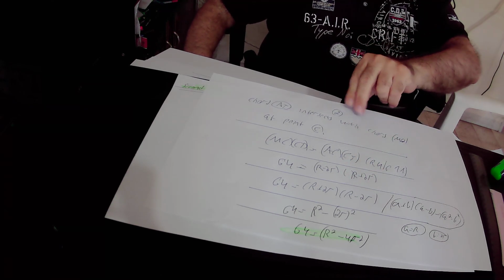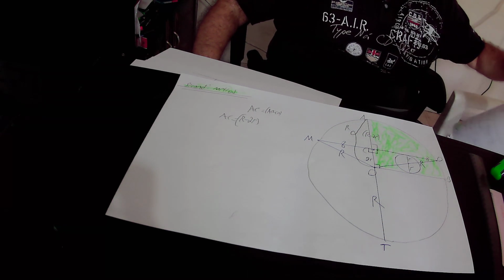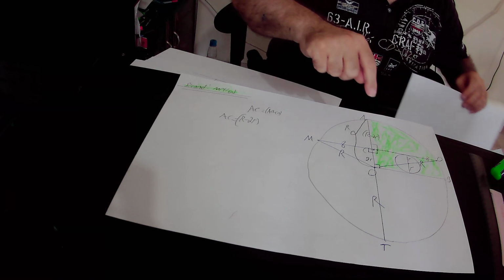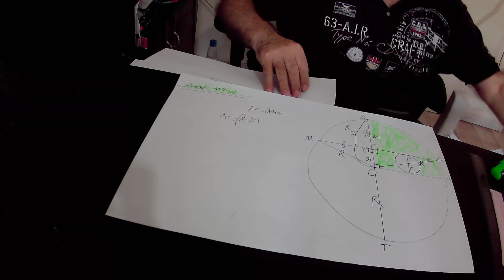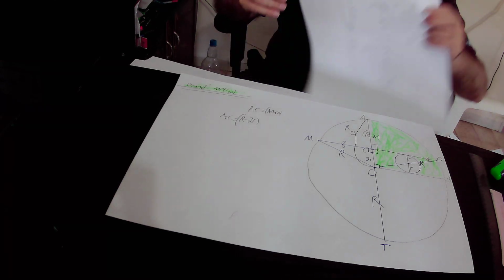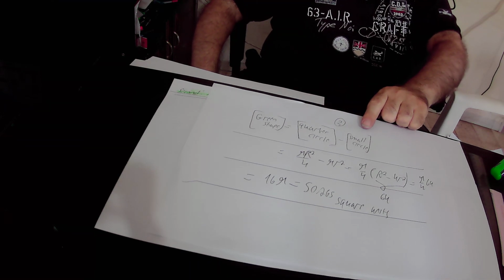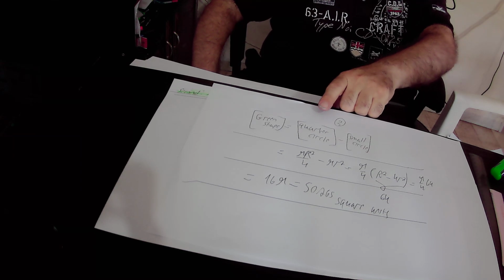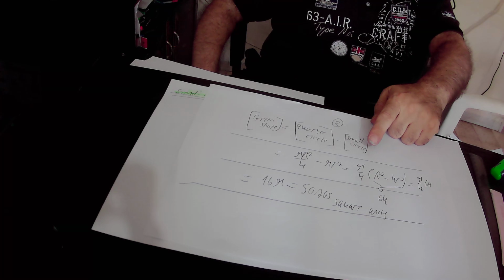Okay? So what is the area of the green shape? The area of the green shape equals the area of the quarter circle minus the area of the small circle. We have already found out that the area of the quarter circle equals pi times capital R squared over 4, minus the area of the small circle, that is pi R squared.